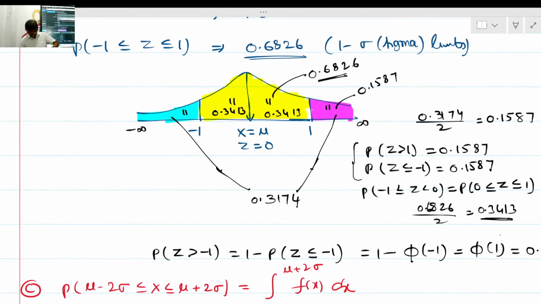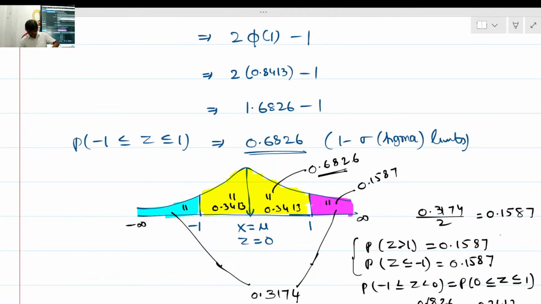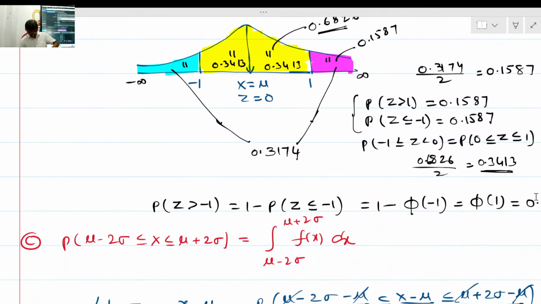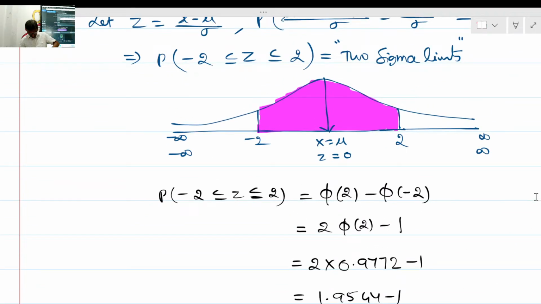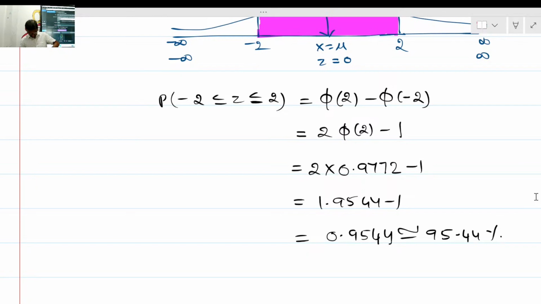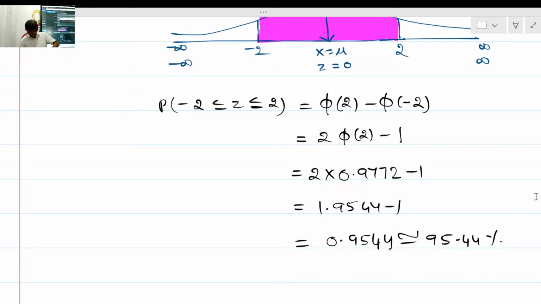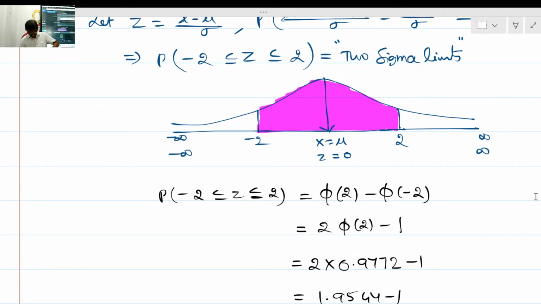And here is the 68.26% coverage area. With the help of these probability values we can easily estimate our requirements. When the total frequency is given, we can estimate. From the diagram, this minus 2 to this one is 0.9544.